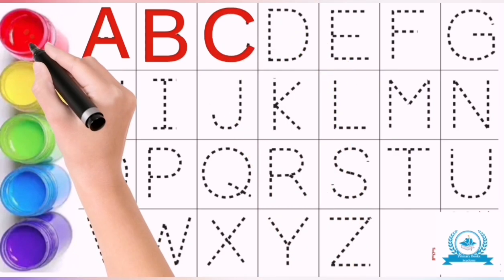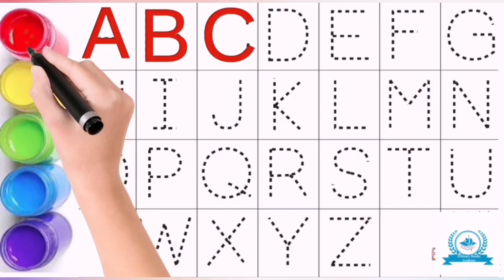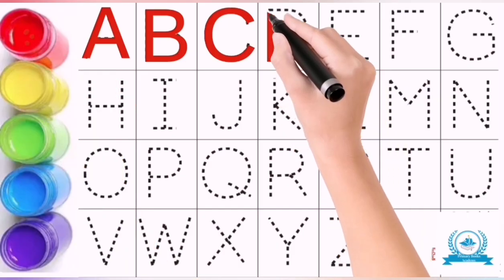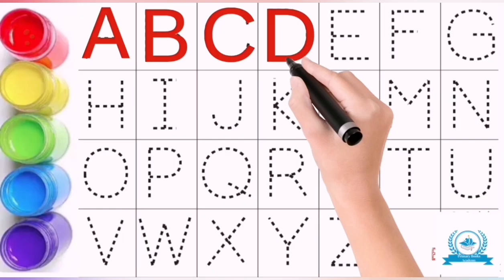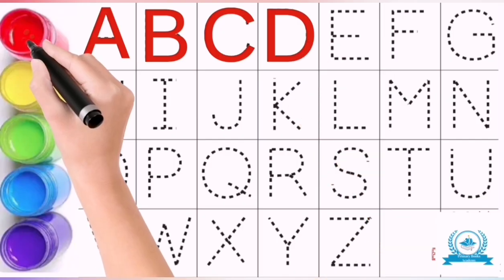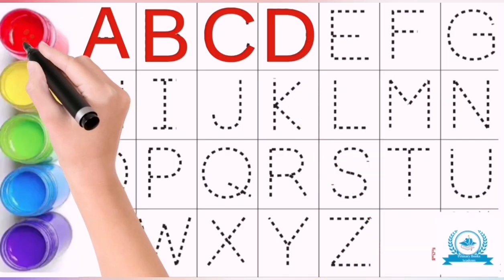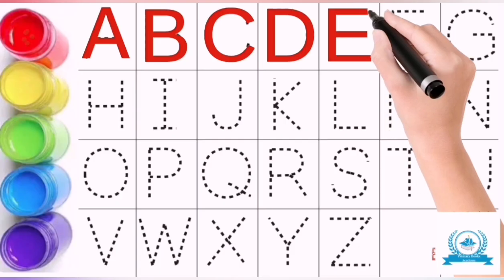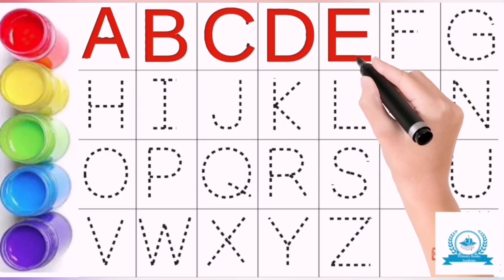D is for dog, straight and curve, let's go. E is for elephant, one line, three lines more.